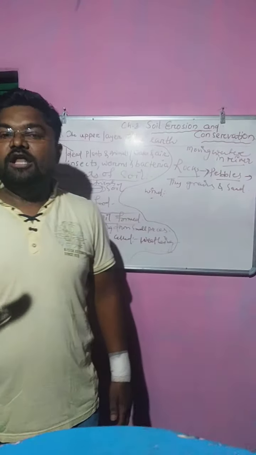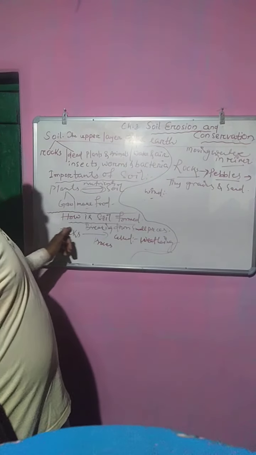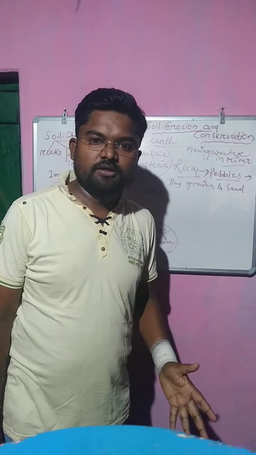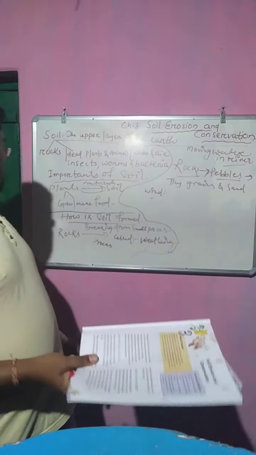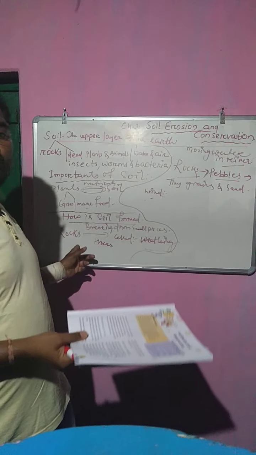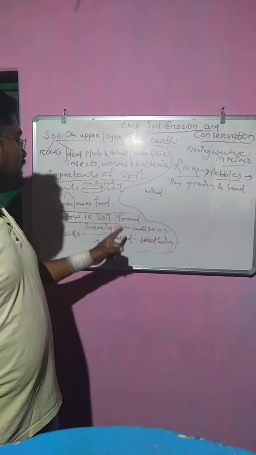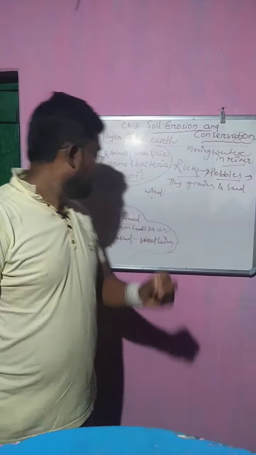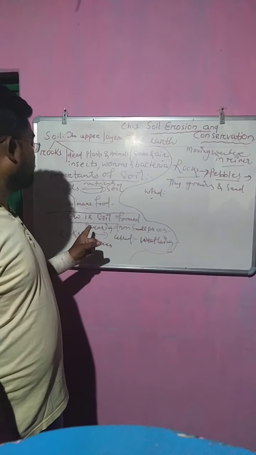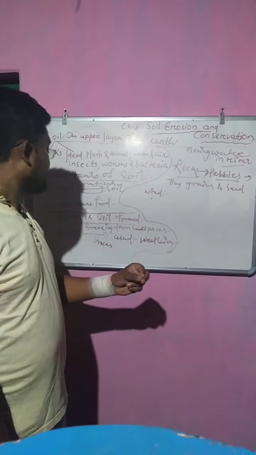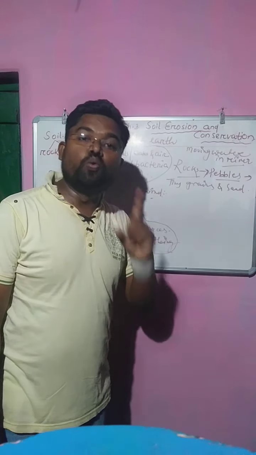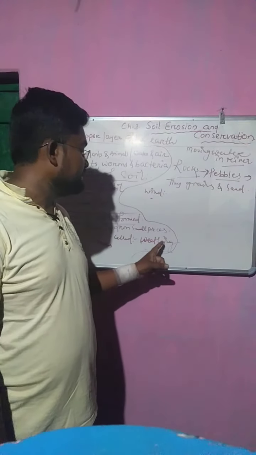Then how is soil formed? When the rocks break down into small pieces, this process is called weathering. Spelling is weathering. This process is called weathering.